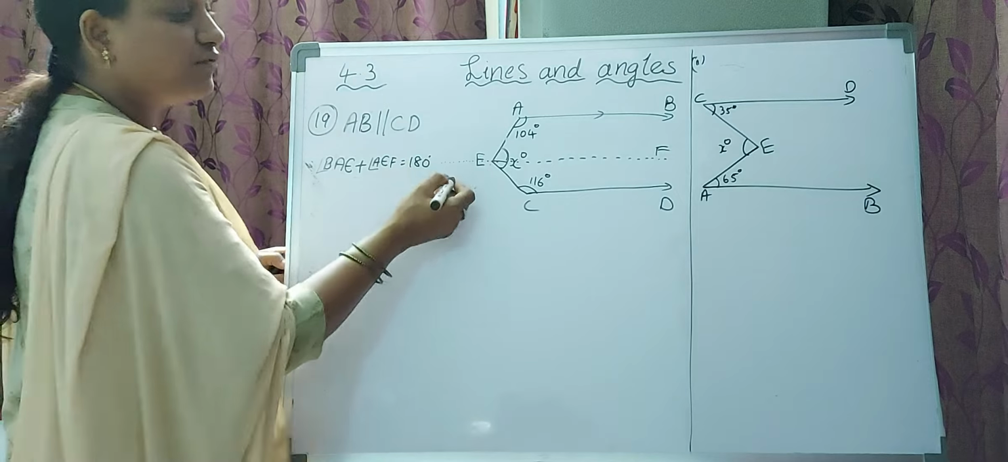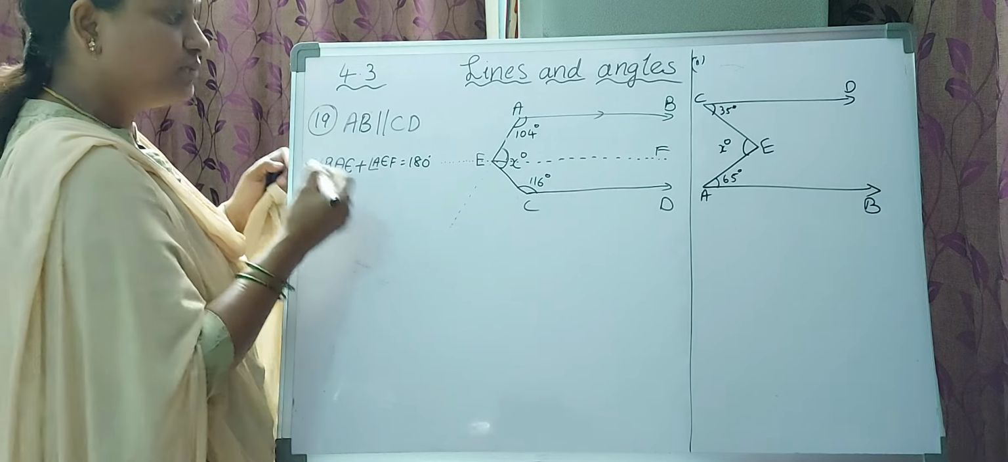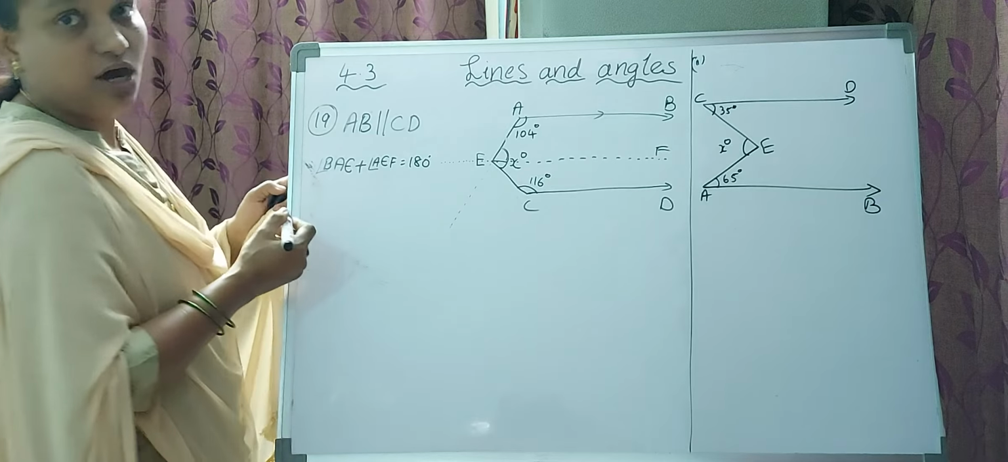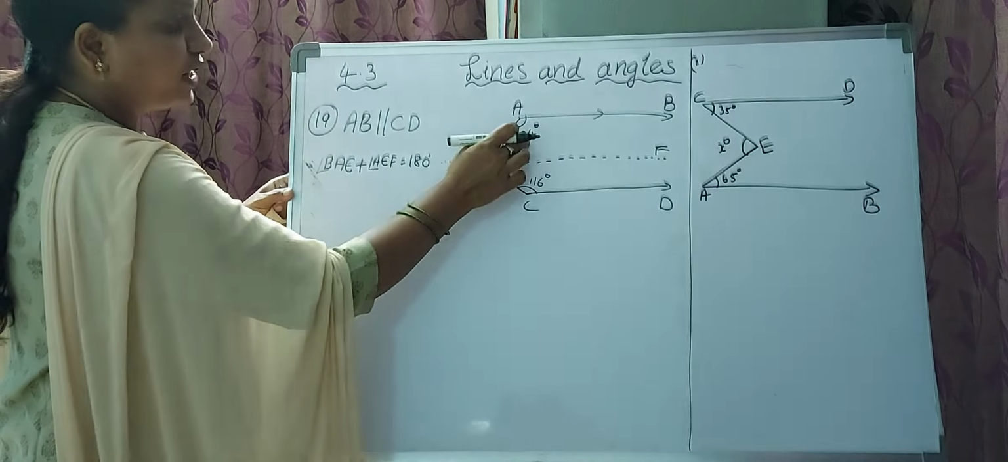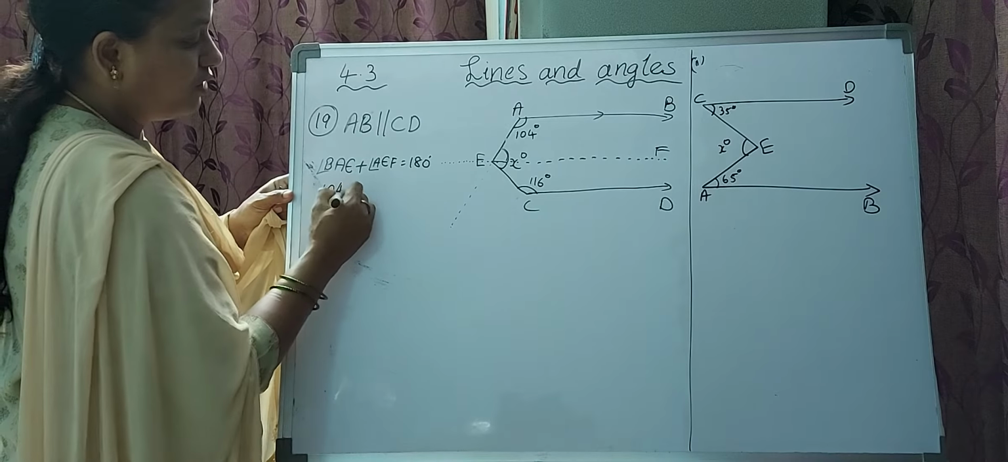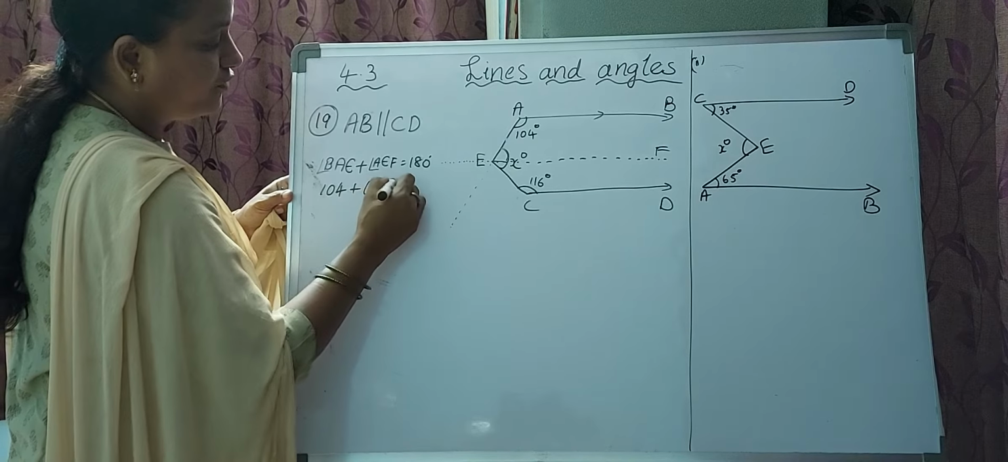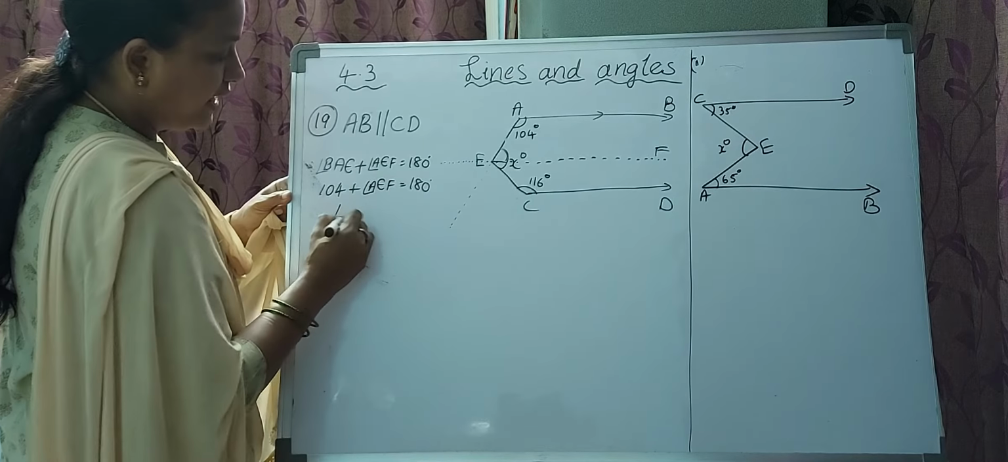I am not writing the reason why, because we already wrote it so many times. Just please understand how to write this: the angles on the same side of the transversal are equal to 180. So we knew one angle, that is 104, plus angle AEF is equal to 180. So angle AEF is 180, transpose this 104, plus becomes minus. 10 minus 4 is 6, 7 minus 1 is 6. So 76 degrees. Only this one, half of the x.